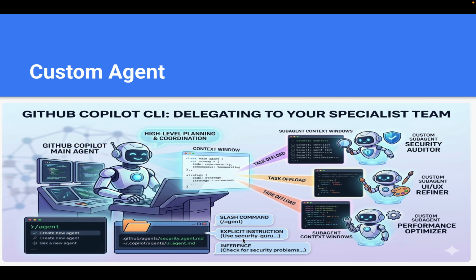The second option is explicit instructions. You can explicitly tell Copilot to use your custom agent. For example, in the prompt you can mention something like, use the security auditor agent on all files in the /src directory. The third thing is inference. You can use a prompt something like, check all my files for security holes. Then Copilot sees the security keyword, checks your custom agent description, and infers that it needs to use the security agent.